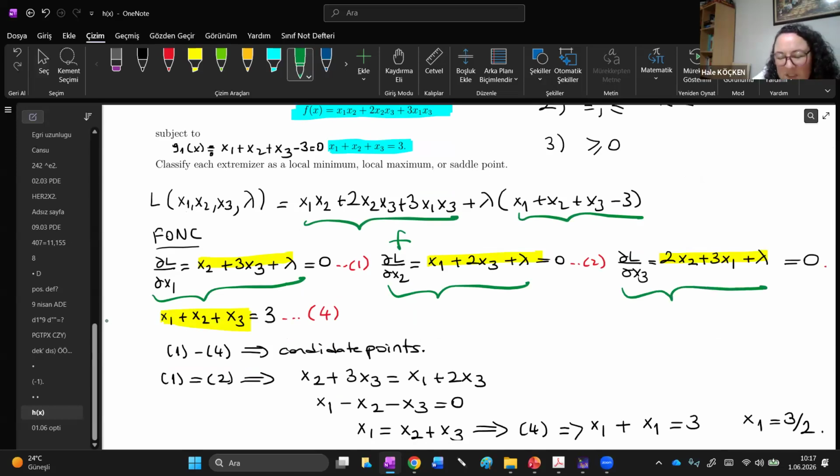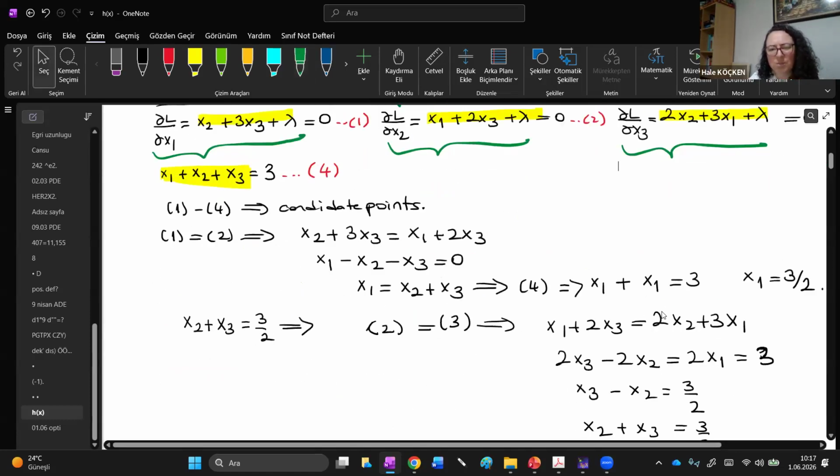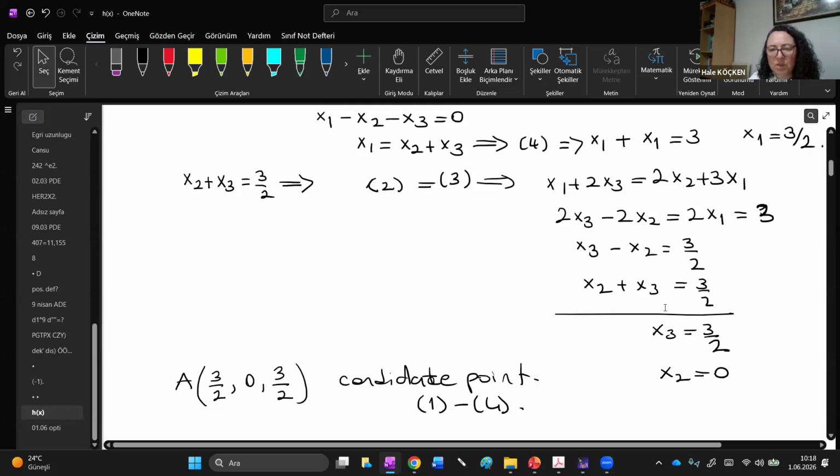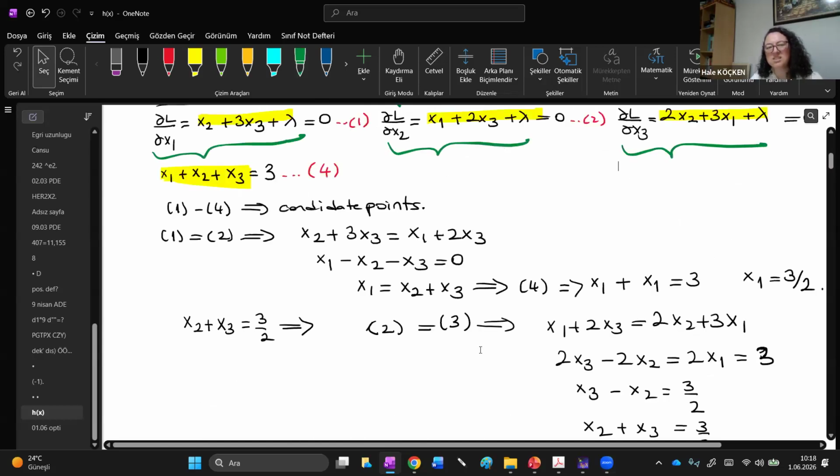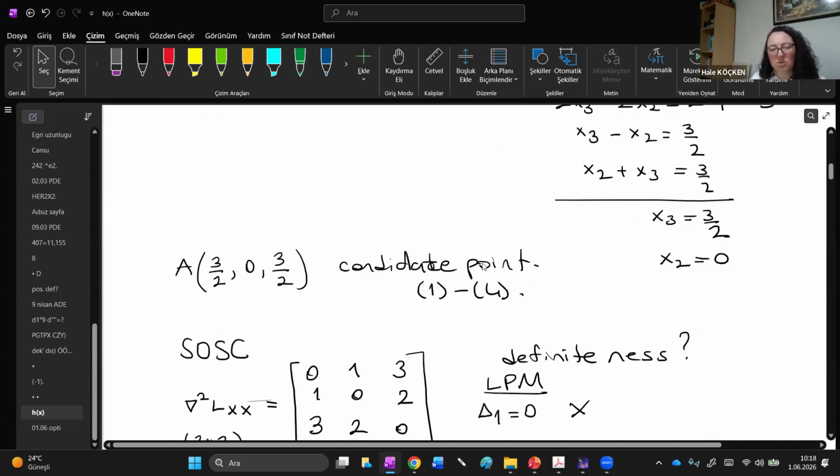And we have one equality constraint. It's a Lagrange problem. It's an easy one. By considering the equalities 1 to 4, we need to search for the candidate points. If we equalize 1 to 2, you will get something. You can do the math. Anyway, you found a candidate point: 3 over 2, 0, 3 over 2, from 1 to 4. Okay, you did the analysis and you found the candidate point.